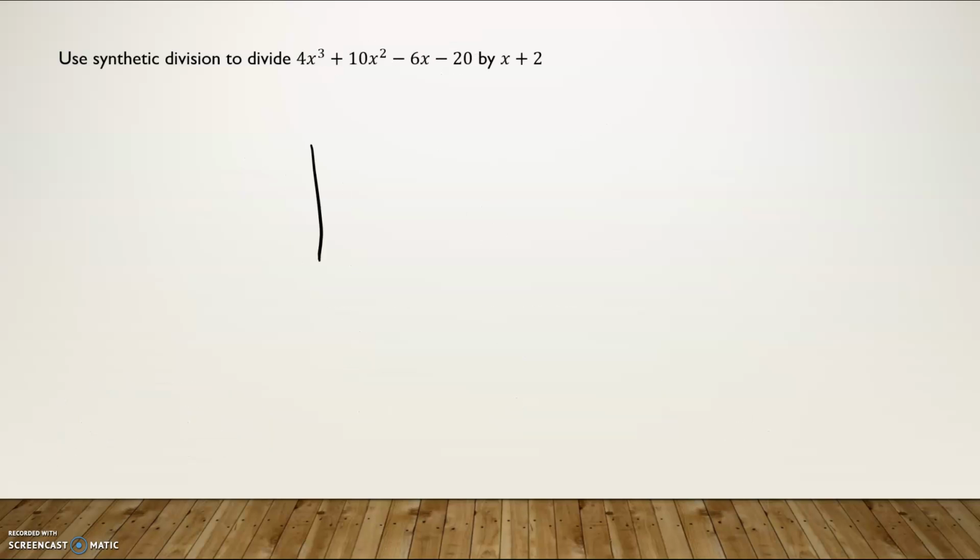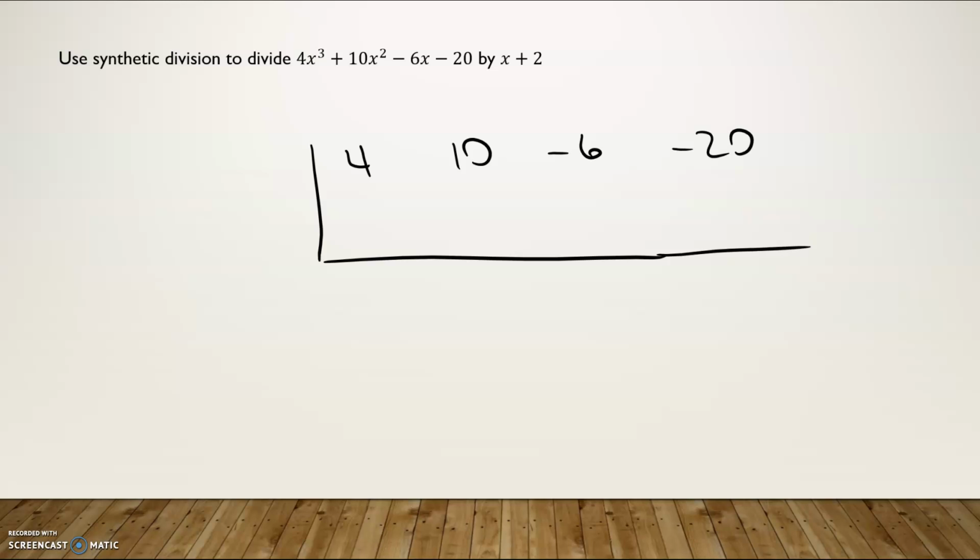Let's do the same thing for this one as well. This will be 4, 10, negative 6, and negative 20. 3, 2, 1, 0. Notice how this is a positive 2, right? Negative 2. Bring this 4 down. And negative 2 times 4 is negative 8. 10 minus 8 is 2.